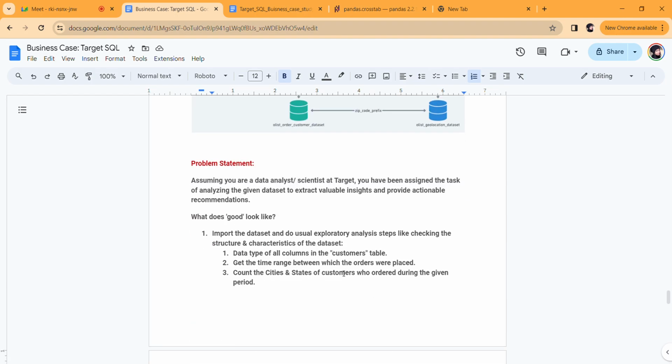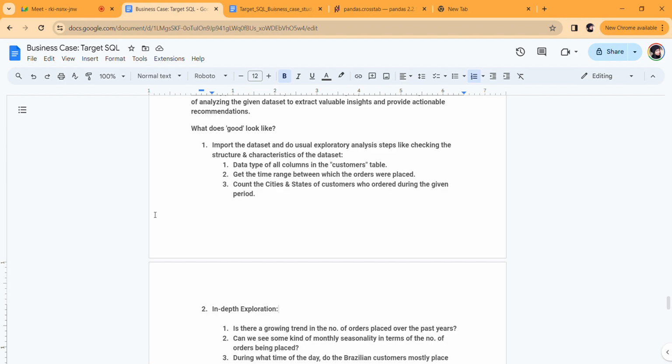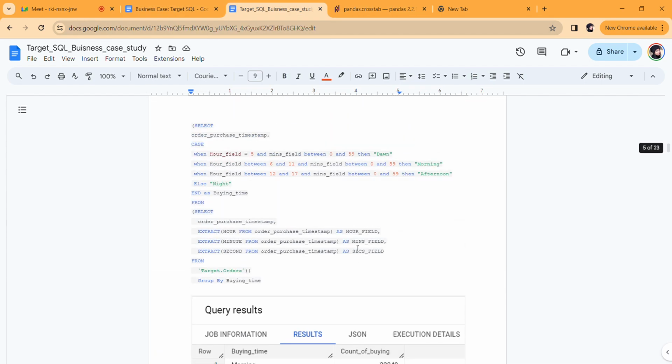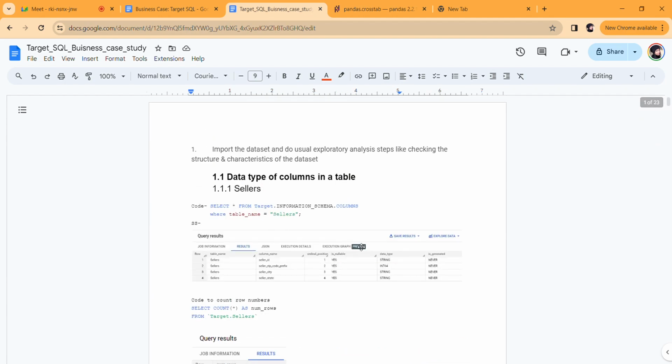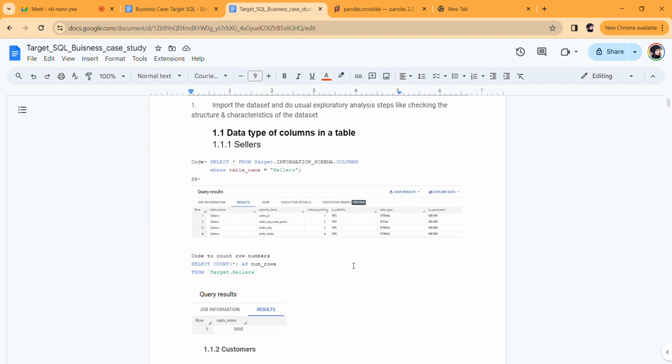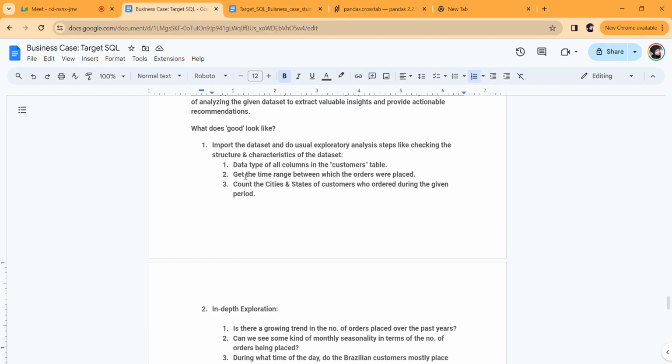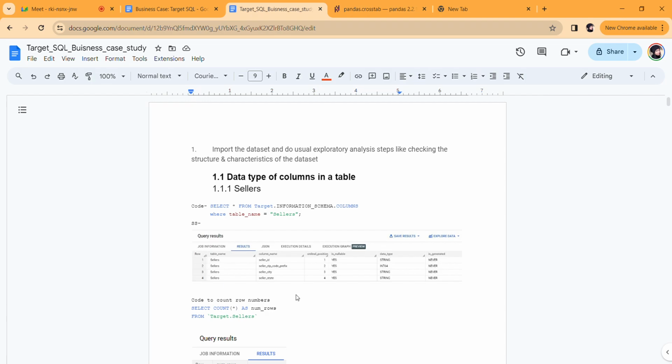So according to our problem statement, we are going to deep dive into the questions that we have to answer. Here you can see the data type of all the columns in the customer table. So we are going to go upward. Here you can see sellers. Data type is something where you have to do the exploratory work. I have already told you, get the time range between. Still, I have written a few examples. Wait a sec.